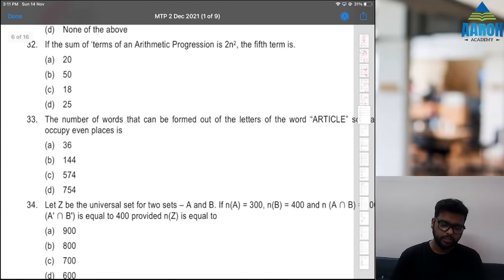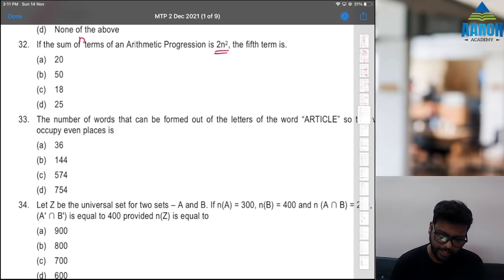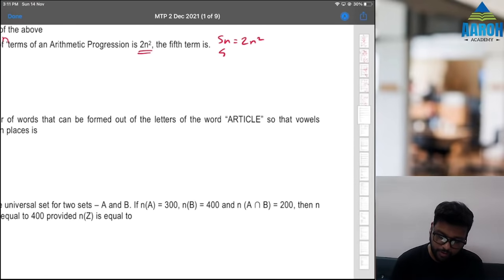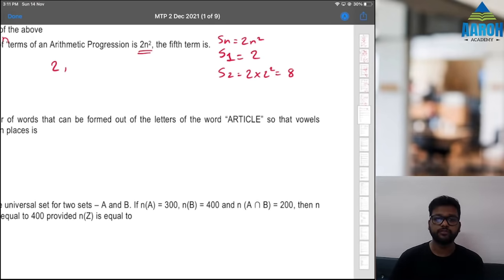Next, the sum of n terms of an AP is 2n square. What is the fifth term? Sn is 2n square, right? That means the sum of the first term, that is the first term, will be 2. Sum of first two terms will be 2 into 2 square, that is 8. That means the second term is the difference of 2 and 8, that is 6.